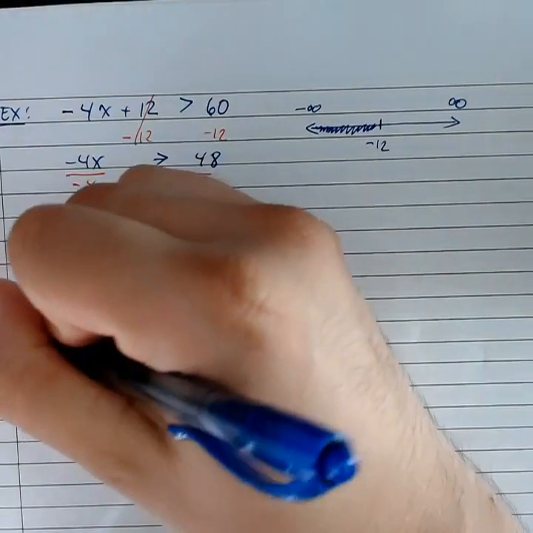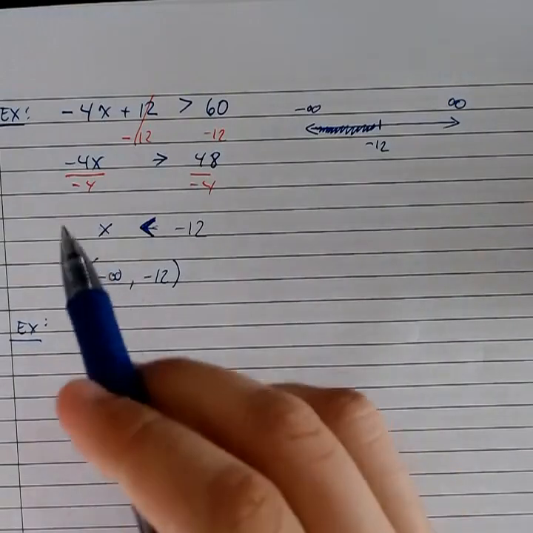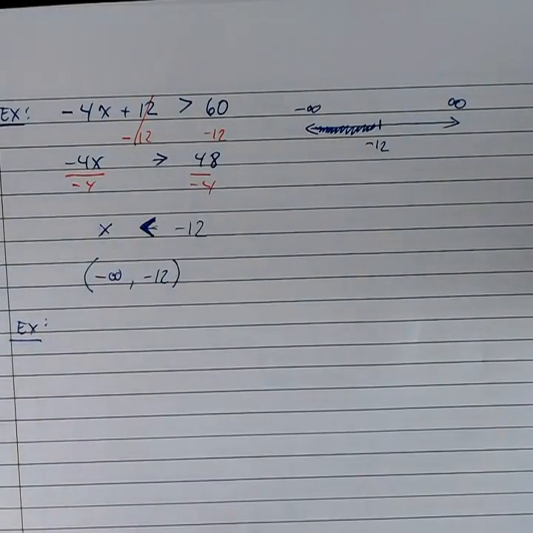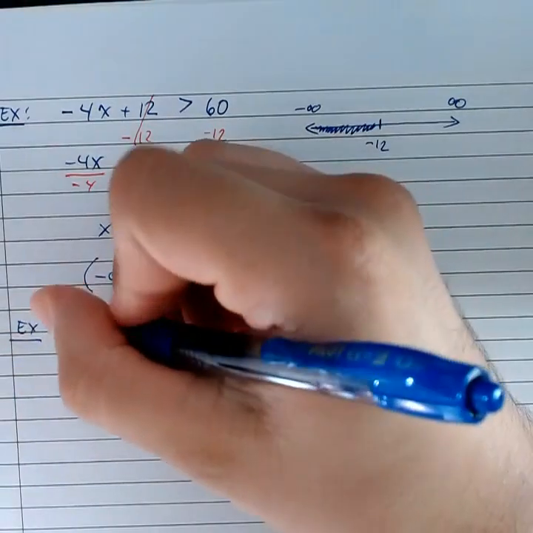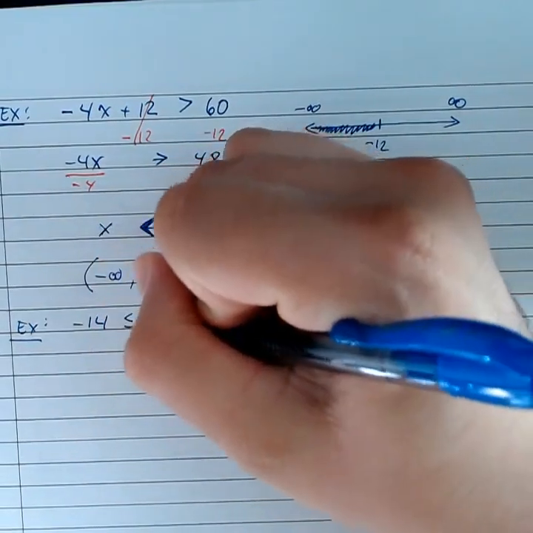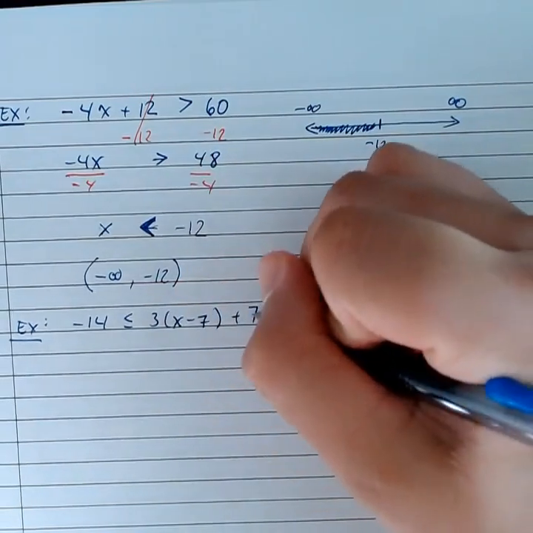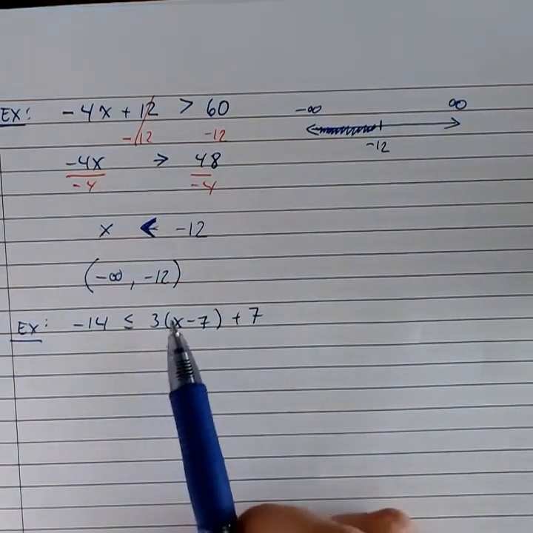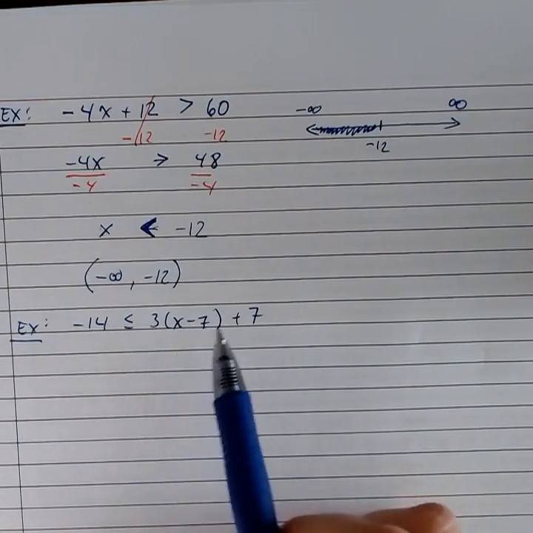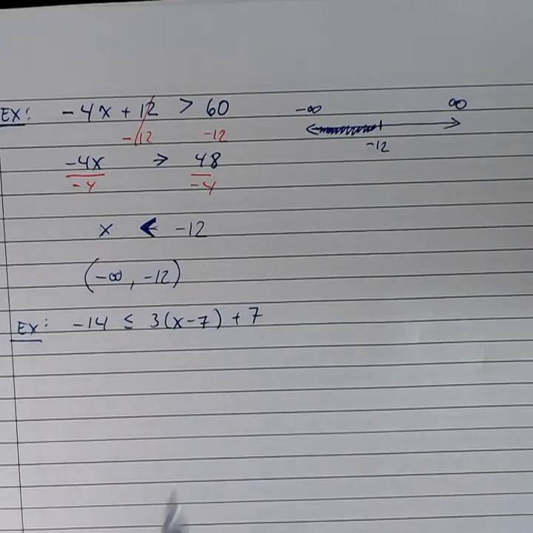For our next example, note that sometimes your inequalities are just a little bit more involved. There's some more stuff going on. That doesn't really change how it works. It just means you have to simplify before you start solving. So let's consider an inequality that looks like negative 14 is less than or equal to 3 times (x minus 7) plus 7. That looks a little more complicated, but really it's just because you have some terms that you can distribute and other terms that you can combine. So this isn't really significantly different. We just have to simplify first.